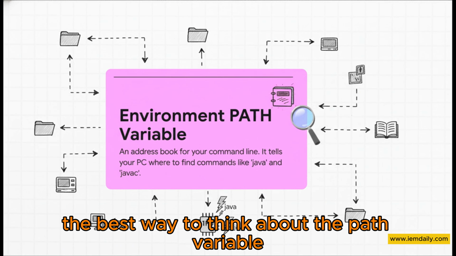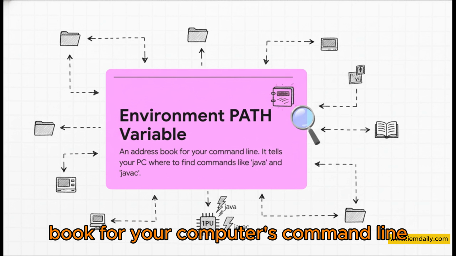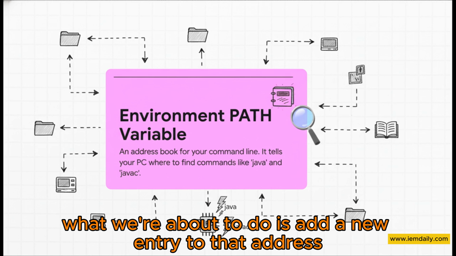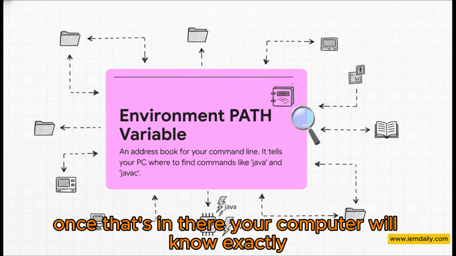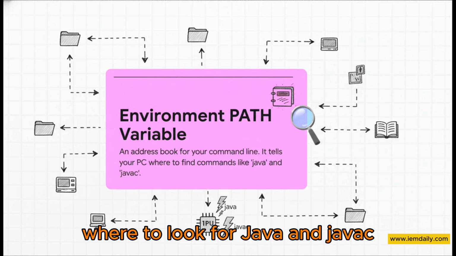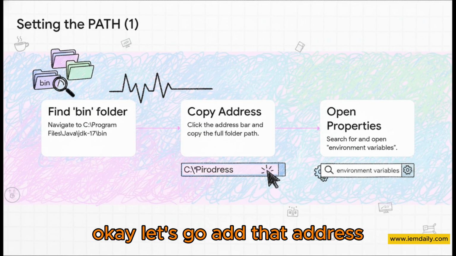The best way to think about the path variable is that it's like an address book for your computer's command line. What we're about to do is add a new entry to that address book, the exact street address of our JDK's tool folder. Once that's in there, your computer will know exactly where to look for java and javac, no matter which folder you're in. Okay, let's go add that address.